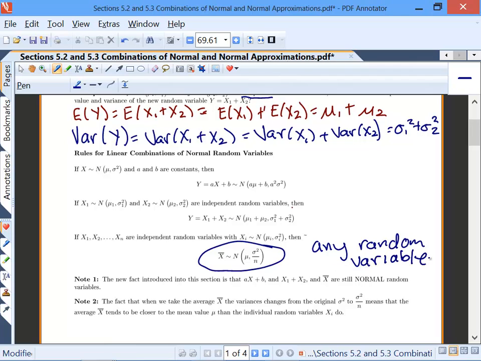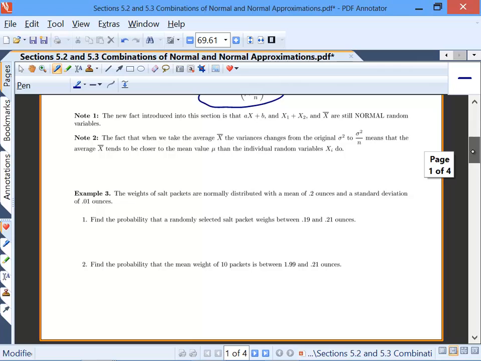They didn't even have to start out normally distributed. Oh wait, no, it did say that there. We don't get to any random variables till the next section, sorry. Okay, it does say still normally distributed. So this now tells us that when we take our average x bar, the variance goes from the original sigma squared to sigma squared over n. What that means is that your averages tend to be closer to your mean value, mu, than your individual random variables do. Okay, and we'll look at an example of that.